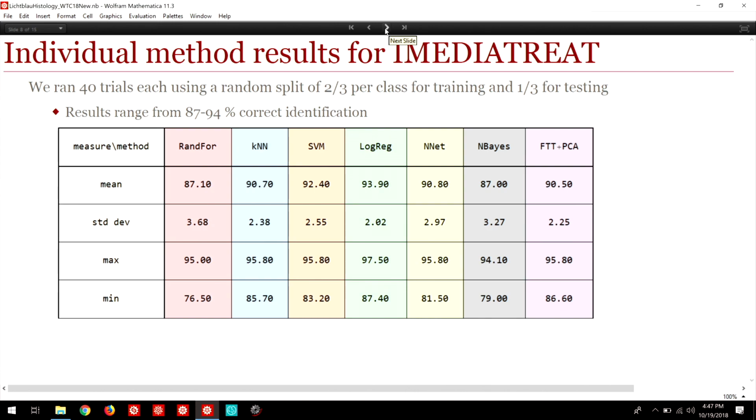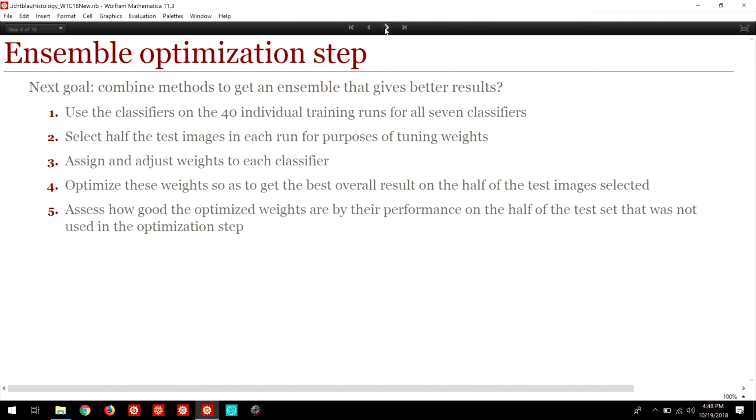Okay, so here's the results we got. We did many randomized splits of two thirds training, one third testing, and these are the means, the averages, for all of these and the other statistics you can see. And so the FFT plus PCA comes out basically in the middle and actually very close to KNN in terms of the mean, but I'll get to more about that later.